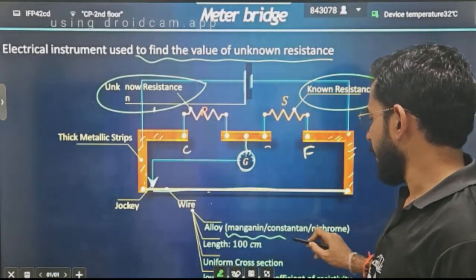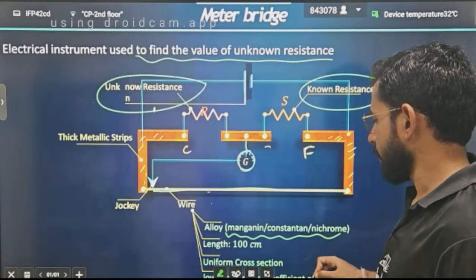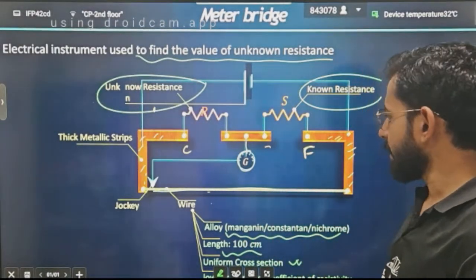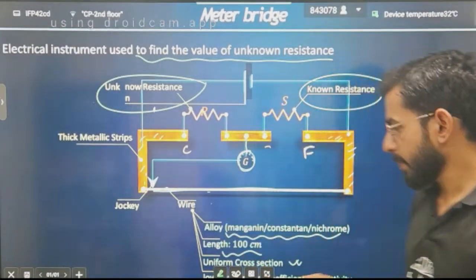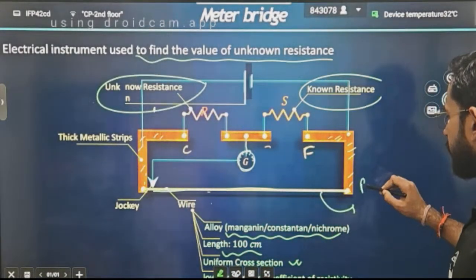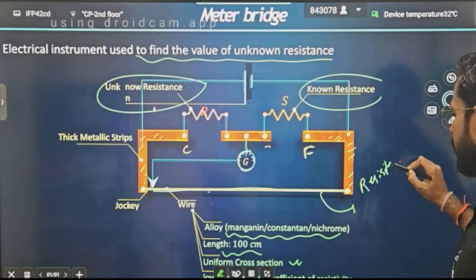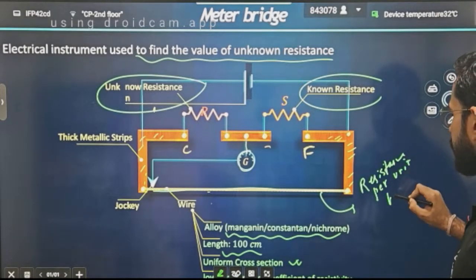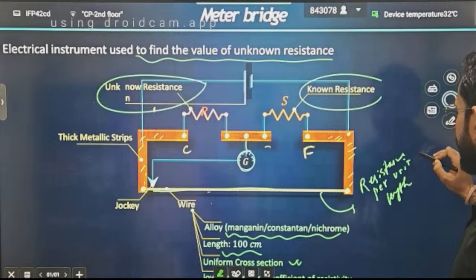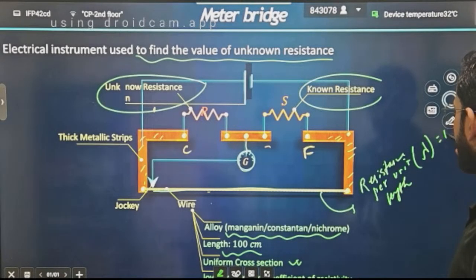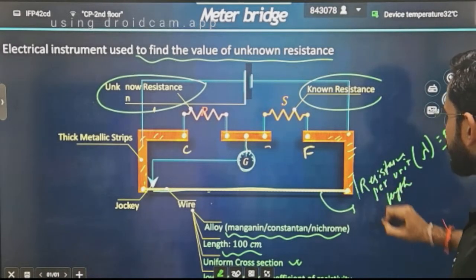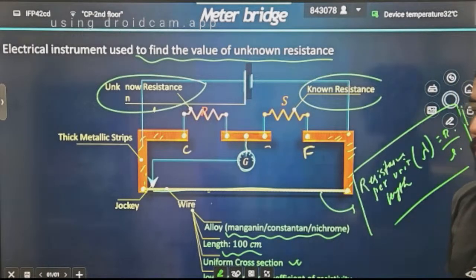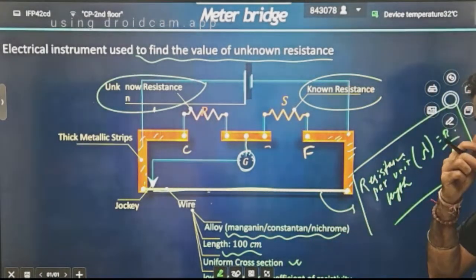This is an alloy of manganese, constantan or nichrome. Length is always 100 centimeter. It has a uniform cross section, and it also has uniform resistance. That means if I define a term, resistance per unit length, that is constant. Let's represent it as lambda. I will be using this term very often in the meter bridge, that's why I'm telling you in advance. Resistance per unit length will be constant for this wire.